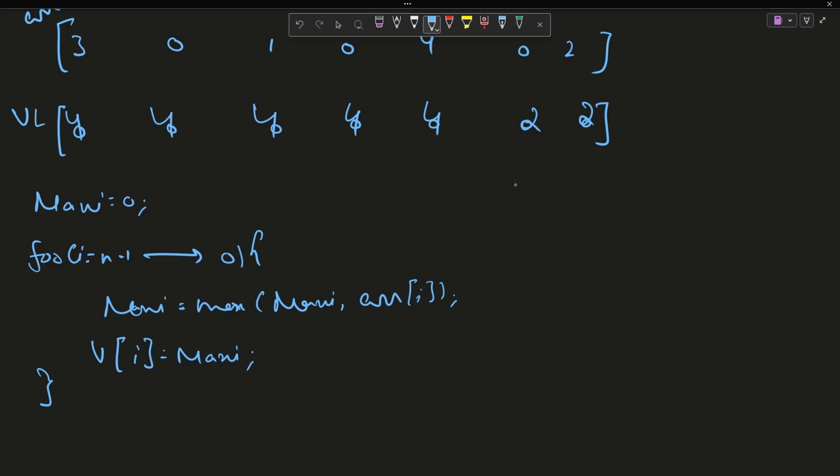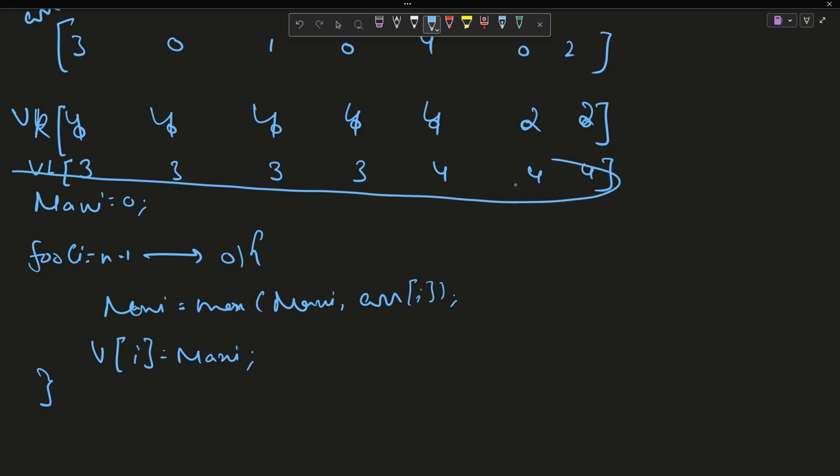Let us say it is VL. We can do it VR, sorry. We can do the same for VL. It will change to 3, 3, 3, 3, 4, 4, 4. But we don't want that. I am removing this concept. I don't want that. I only want VR.